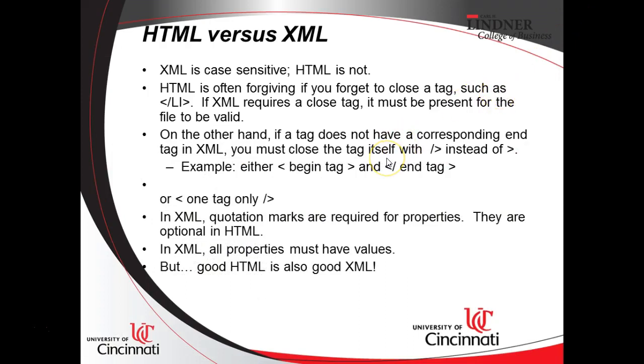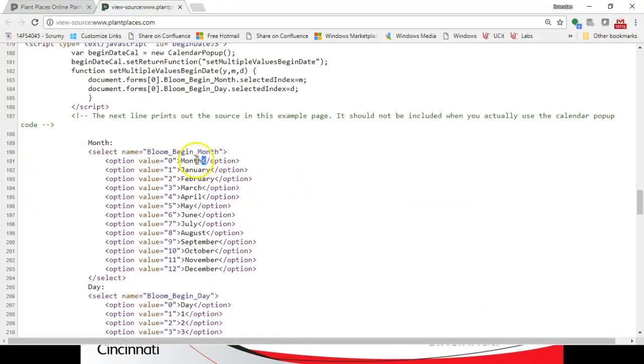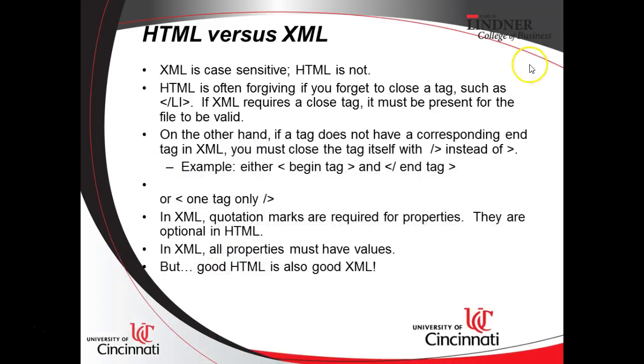Okay, so in XML, quotation marks are required for properties, or in other words, properties are attributes. So you see here we have an attribute called value, and the value equals 0. We have one here called value equals 1. Value equals 2. So this is an attribute called value. This is the value of the attribute 0, 1, 2, 3, so on and so forth. So in HTML, we don't have to enclose these values within quotes, but it's a good idea. In XML, we have to put them in quotes. Here again, as a general rule, let's make sure our HTML is also valid XML. Let's go ahead and enclose them in quotes. It's a good practice to do regardless.